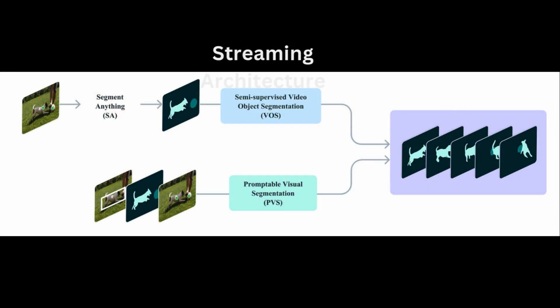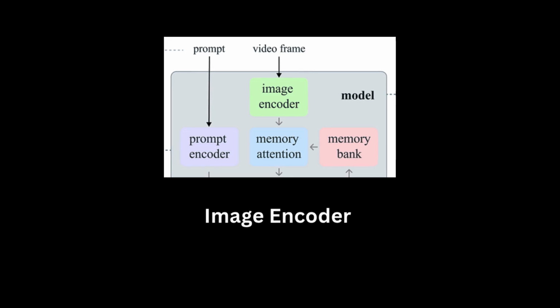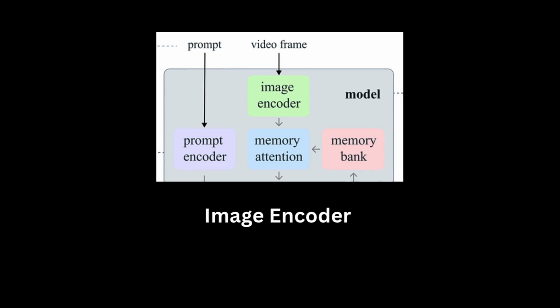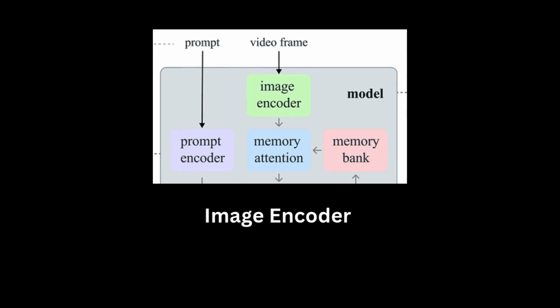If you think of it, video could be very, very large. Rather than waiting for the entire video to be uploaded, it uses a streaming architecture. So what it means is that each frame is processed as soon as it is uploaded, so it doesn't have to wait till the end. The image encoder is run only once per frame and is responsible for producing embeddings for each frame.